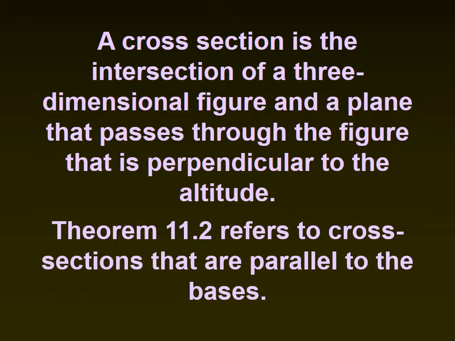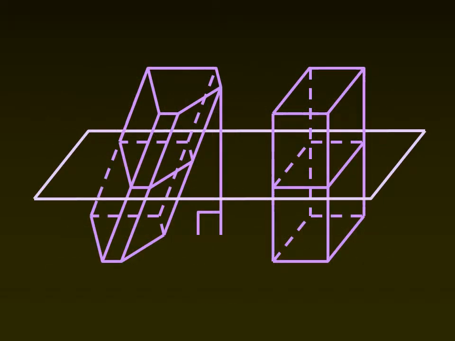So the theorem we just talked about is referring to the cross sections. Those are the things that are parallel to the bases. So those have the same area. Okay, so let's look at this. This guy here, his cross section looks like this, right? That's his cross section. Whereas this cross section looks like a rectangle.